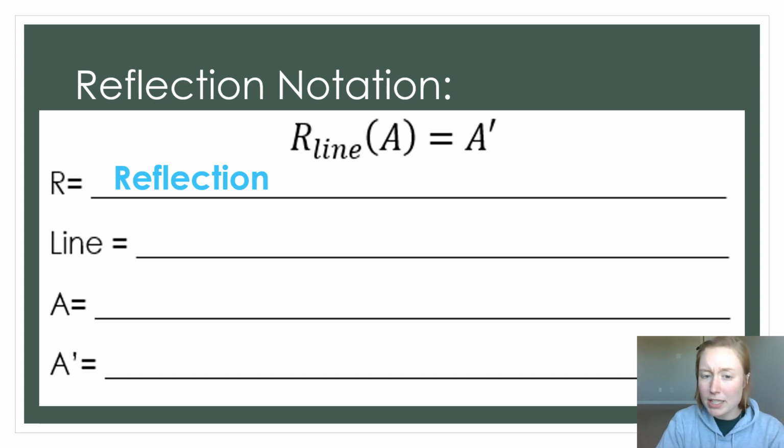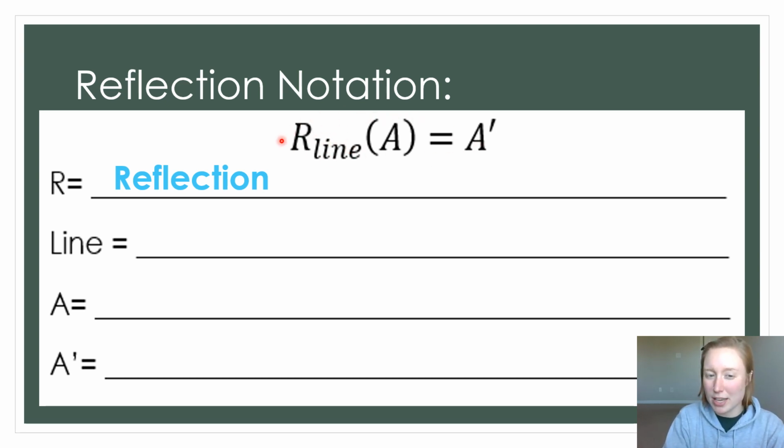And by the way, you might see, like in the Khan Academy video that I'm going to post as supplementary information for you guys today, sometimes mathematicians will forgo having this equals A prime part, and sometimes they'll just put R and whatever. Sometimes they won't even put these parentheses here. Sometimes they'll just say R with the line, or if it was a translation, they might say T and just the x, y right here. So this is the full notation.